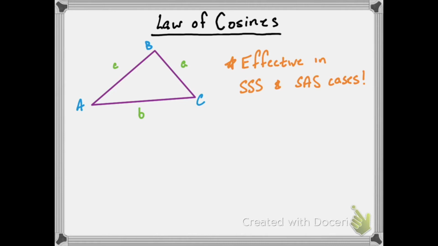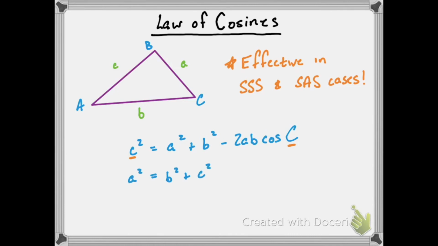The formula looks a lot like the Pythagorean theorem, c squared equals a squared plus b squared, where we're looking for side c. But because it's not a right triangle, we have to adjust by subtracting 2ab times the cosine of the angle C.